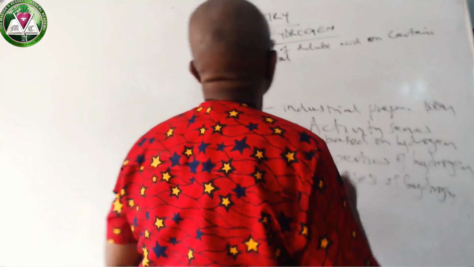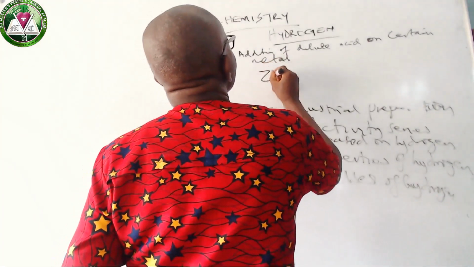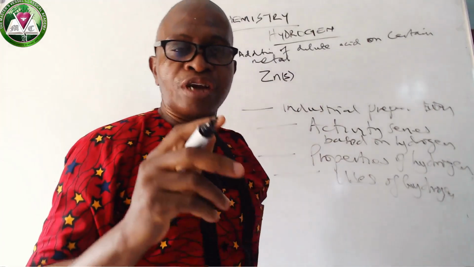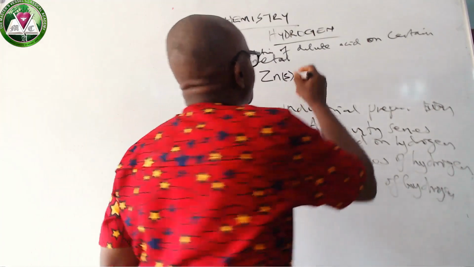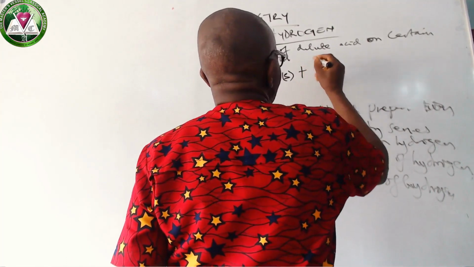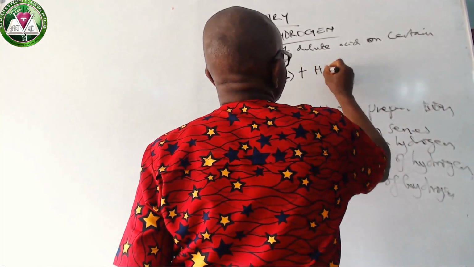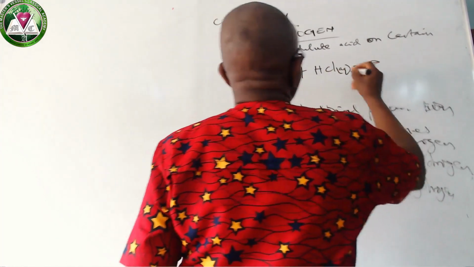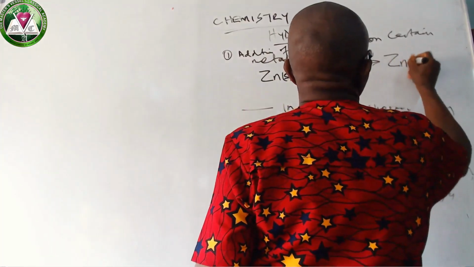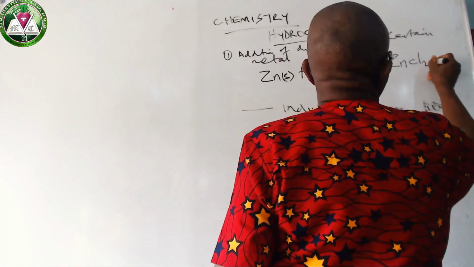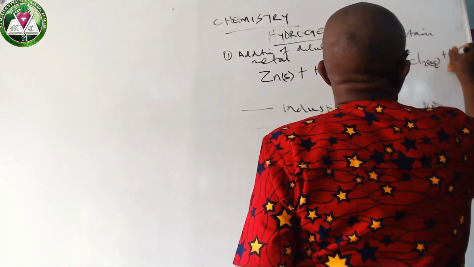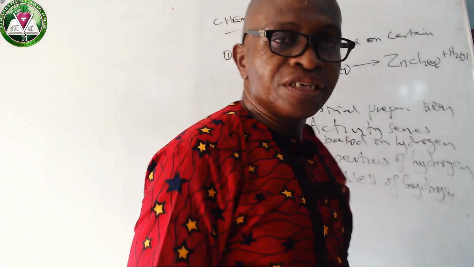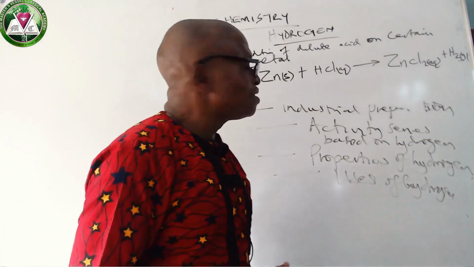For example, zinc. Zinc is above hydrogen in the electrochemical series. Therefore, if zinc reacts with dilute hydrochloric acid, you have zinc chloride, aqueous, plus hydrogen gas. Students, is this equation balanced? Is this equation balanced?